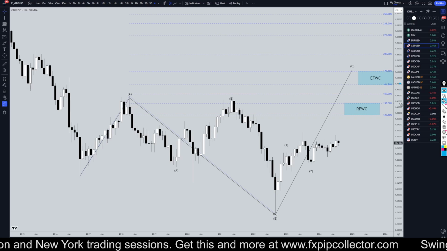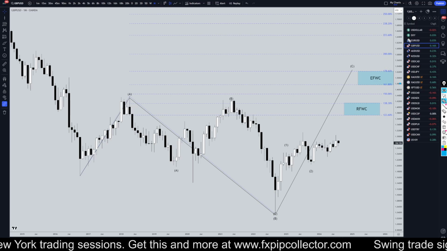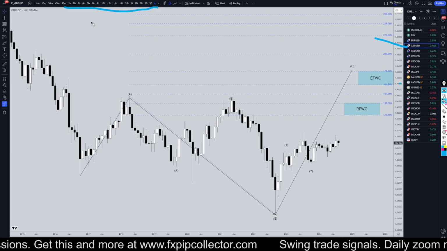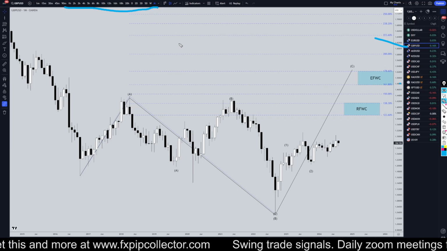Today is Monday, August 12th, and I'm going to be analyzing the pound US dollar starting on the monthly, working my way all the way down to the 1 hour time frame for the full top down analysis.